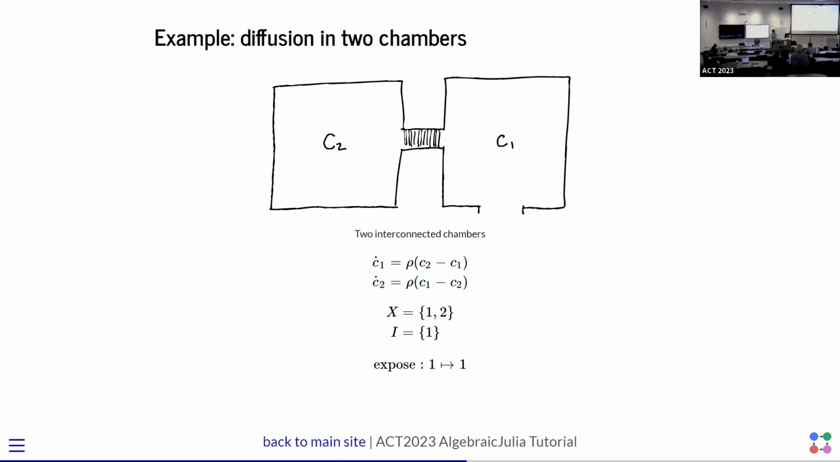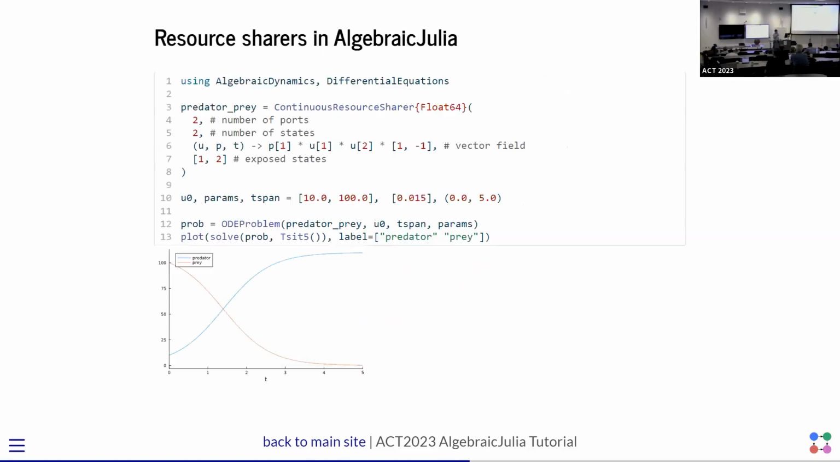Okay, so here's another example. I think I'll go ahead and skip this one. I want to get to what this is starting to look like in AlgebraicJulia. So the resource sharers, as well as other kinds of dynamical systems, are available in a package called Algebraic Dynamics. One of the things this package exports is called a continuous resource sharer. So this is an implementation of the thing that we've just been talking about.